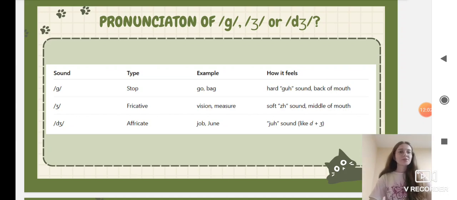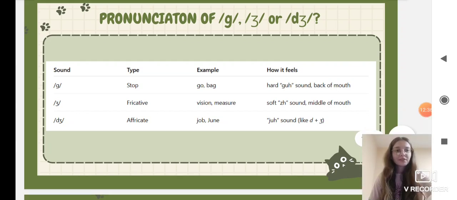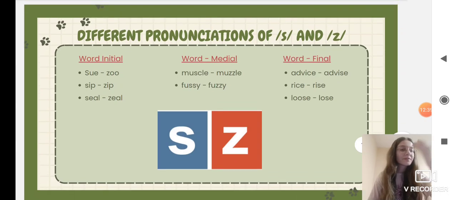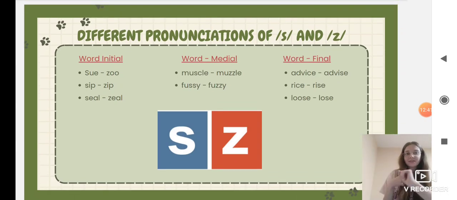Our next topic is pronunciations of g, and there are different pronunciation types. For example, for g, you can say go and bag, like a hard g sound, back of the mouth. And as the second one, you can give examples of fusion and measure, some kind of soft zh sound, middle of the mouth. And the third one, we can give examples of job and June. It's kind of a j sound in the pronunciation of it. Yes, that was all.